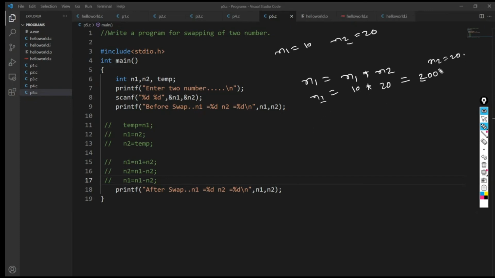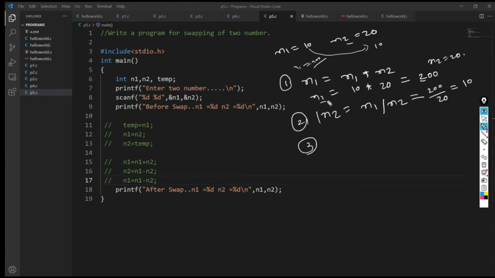So what will I do? 200 divided by 20, so I get 10. So now I will do n2 is equal to n1 divided by n2. That means 200 divided by 20, so my output is 10. So my n2 has now become 10 and n1 is still 200. So this is my first step, and this is my second step.